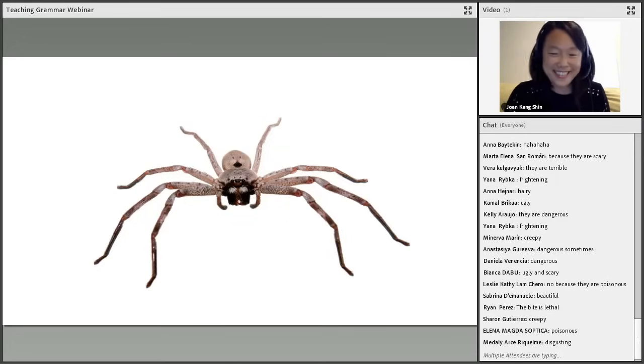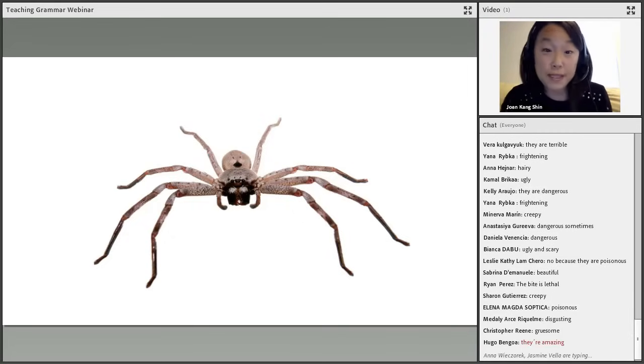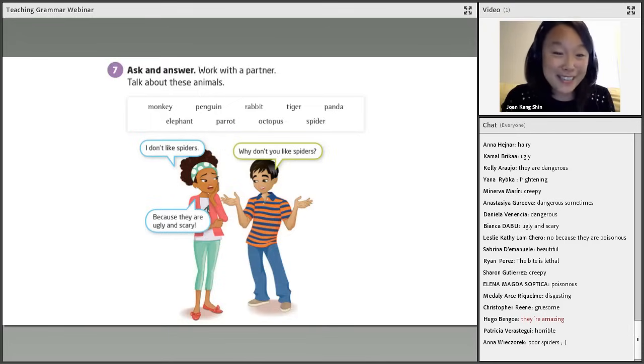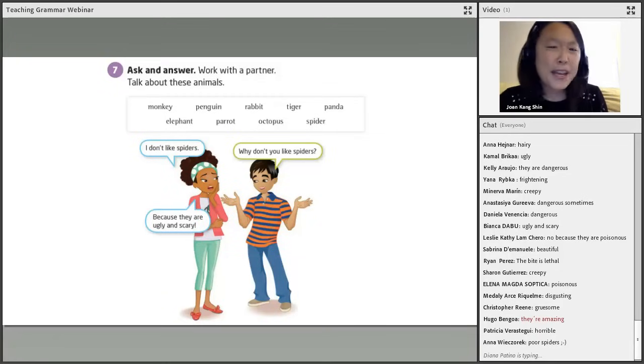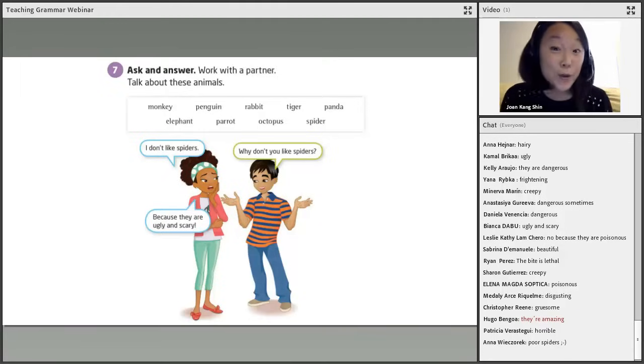Okay, so when you prepare your students, you can help them by brainstorming some of these adjectives. So then when we practice, we can say, oh, I don't like spiders. Why don't you like spiders? Because they are hairy and creepy.